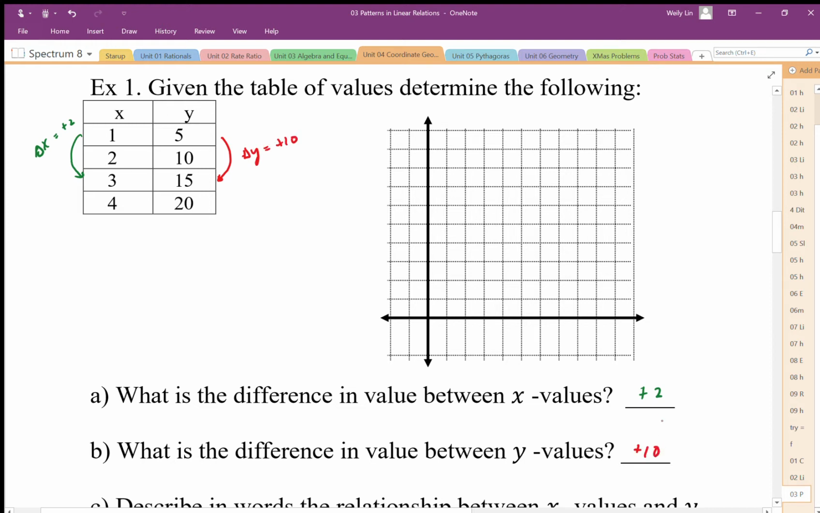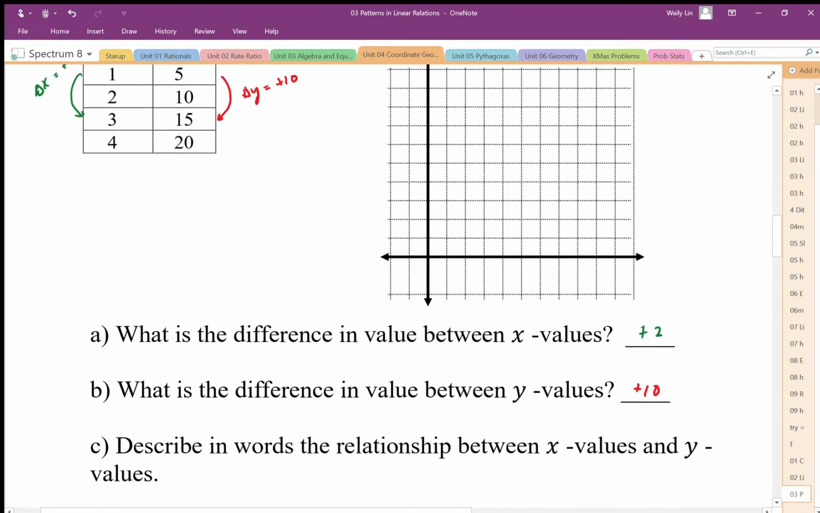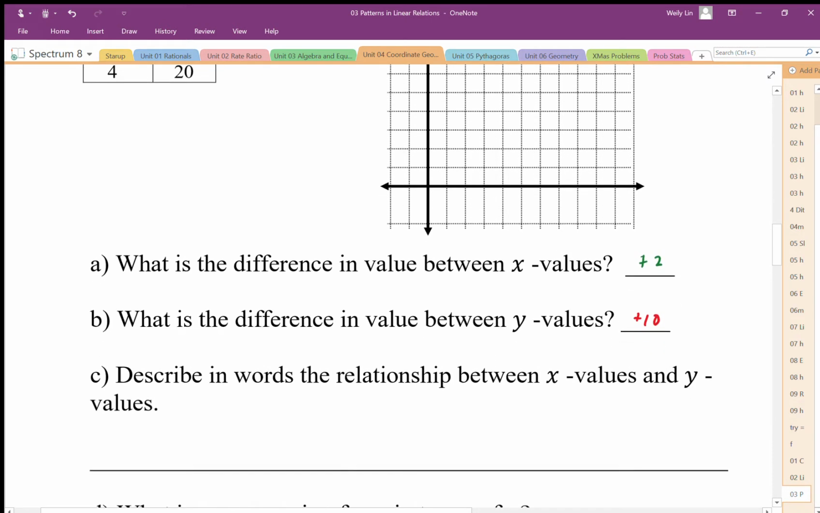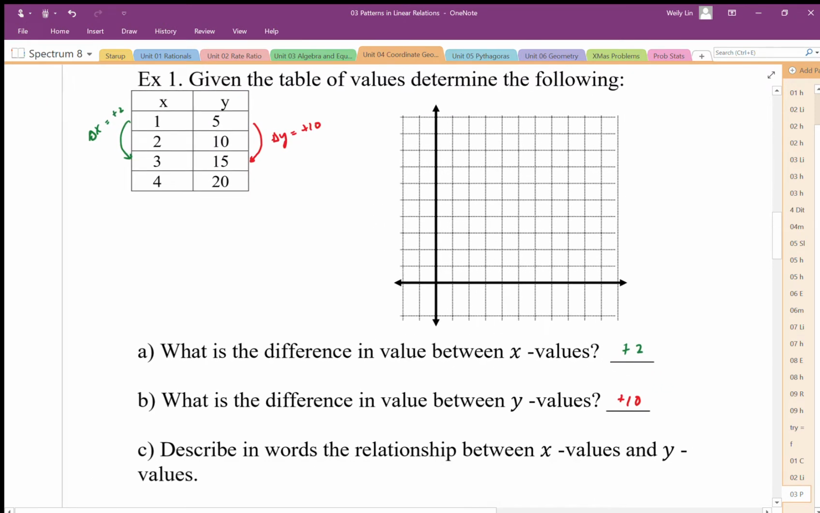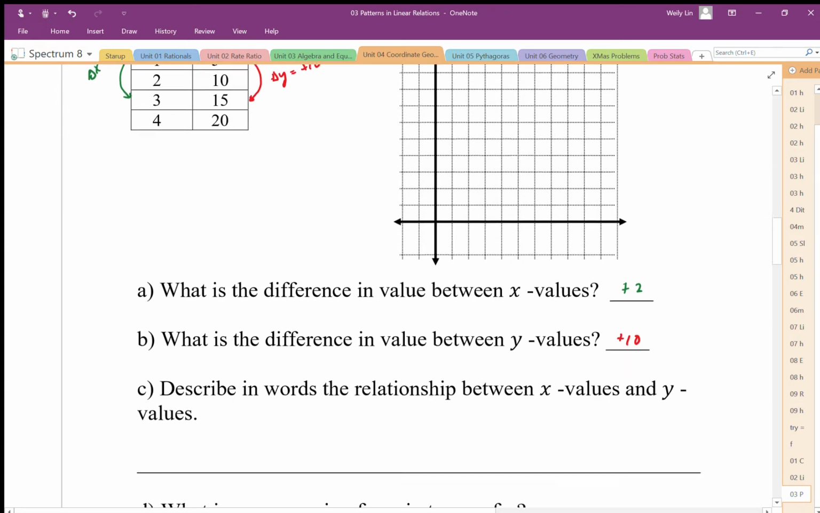Now I could have used 1 and 5, but notice that it doesn't make a difference, because this is a ratio of change, and we can use any ratio. We can use a large proportion ratio, or we can use a small proportion ratio. It doesn't matter because we're going to be comparing this as a ratio of change.